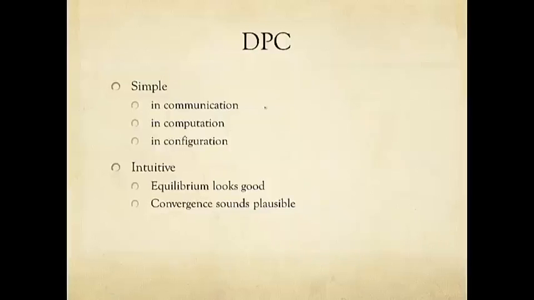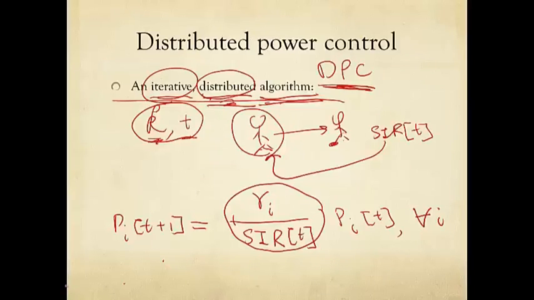is simple. First, in communication, right? You don't need to know anything about the network except your own target SIR, which presumably you know, and it doesn't even vary over time, and the current SIR that your intended receiver is getting. That's all you need to know.